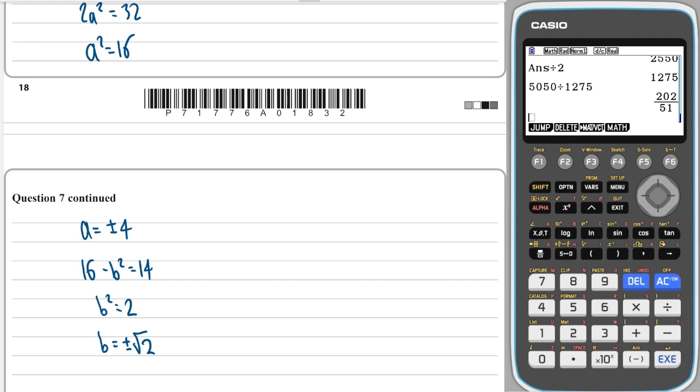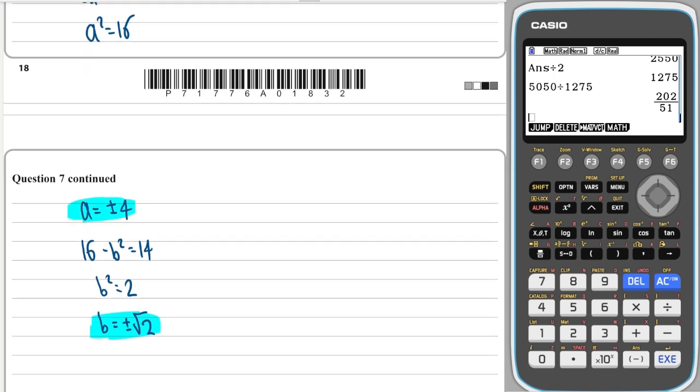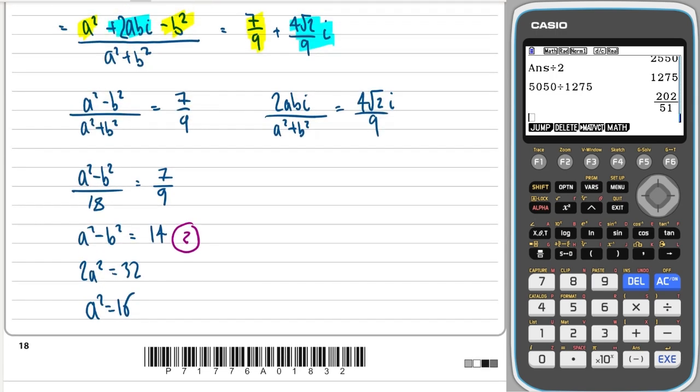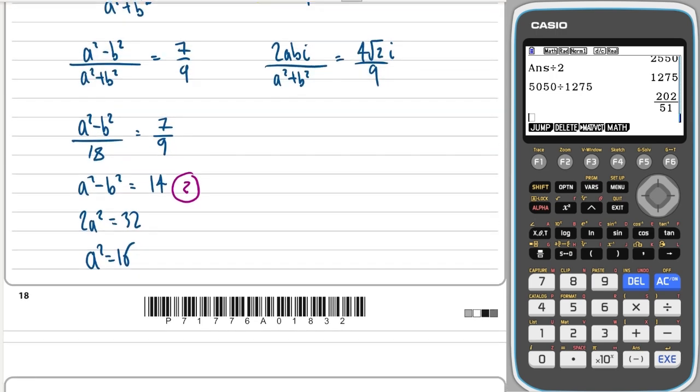Okay, so we might think at this stage that we're done. We've got values for a and b. Looks like they're going to be 4 different complex numbers, because you've got plus or minus for a and plus or minus for b. But we're not quite done, because we need to make sure that it also satisfies the imaginary part as well. So we've shown that those two solutions for a and b satisfy the real part. Let's check to make sure it satisfies the imaginary as well.